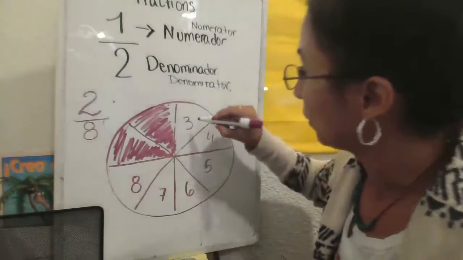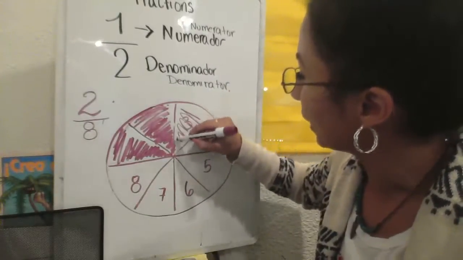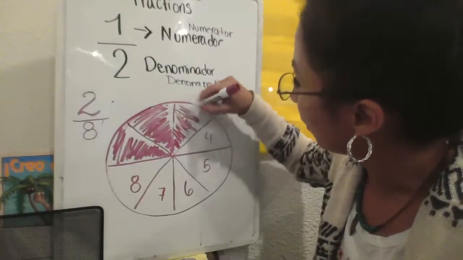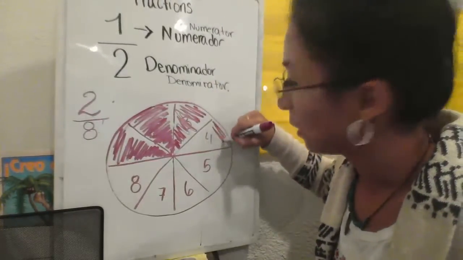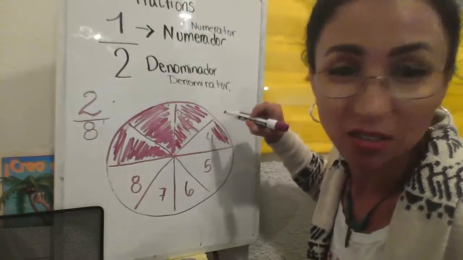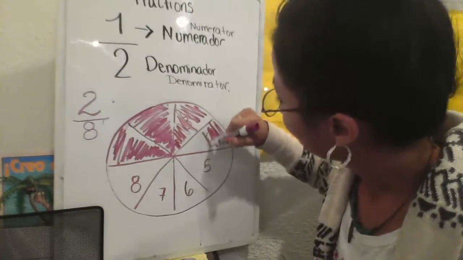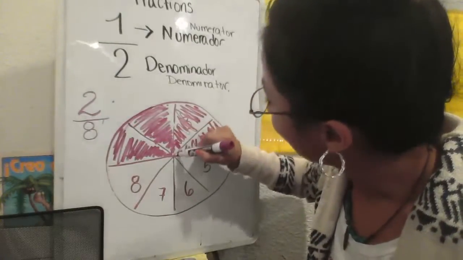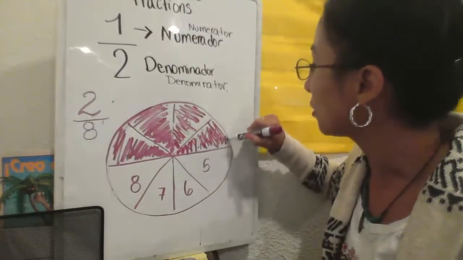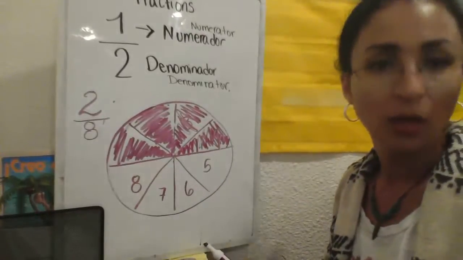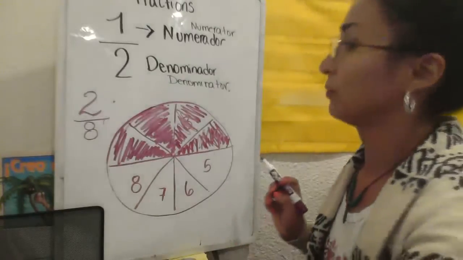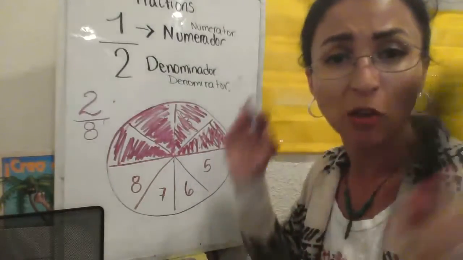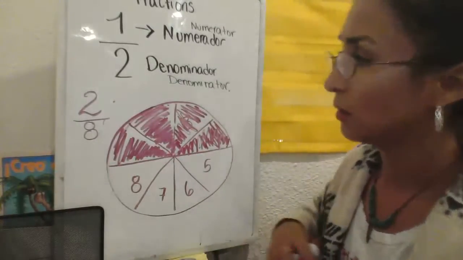Let's say you are hungry, but this time you are so hungry y te comes 2 piezas tú solito. Oh my goodness. You are super hungry and half of the pizza's gone already. A ver, tienes tanta hambre que te comiste 2 piezas de la pizza. Oh my gosh. You're probably thinking, Miss Paola, now, then how do I write that? Okay.